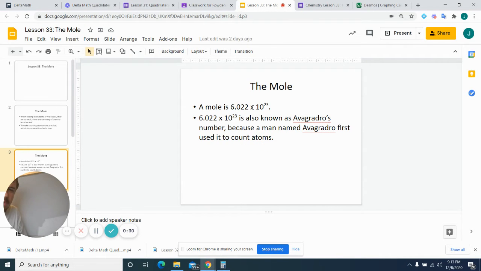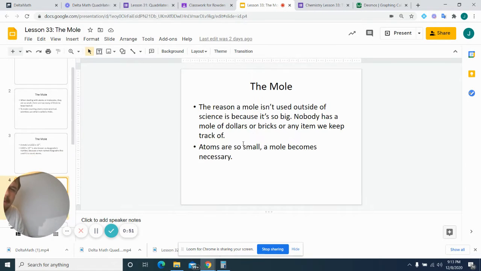So, to make counting atoms more practical, we use something called the mole, which is 6.022 times 10 to the 23rd. So anytime you say I have 1 mole of something, that means you have 6.022 times 10 to the 23rd. That's a lot of zeros at the end of that number. We call this Avogadro's number because a man named Avogadro first came up with it to count atoms. A lot of people just call him avocado because that's what it sounds like.